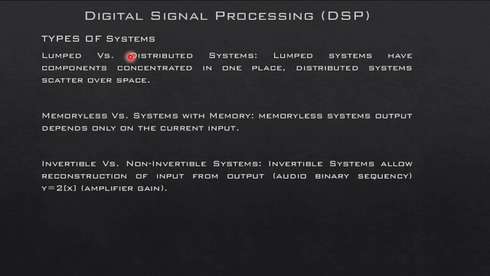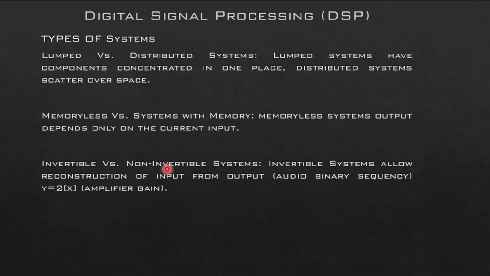Also, other types of systems: lumped versus distributed systems. Lumped systems have components concentrated in one place, meanwhile distributed systems are scattered over space. Lumped systems have a response that is concentrated in one domain, in one area. Distributed systems have values almost scattered everywhere. Memoryless versus memory systems: memoryless systems' output depends only on the current input. It doesn't depend on previous input.